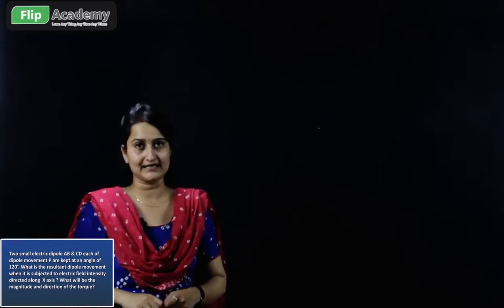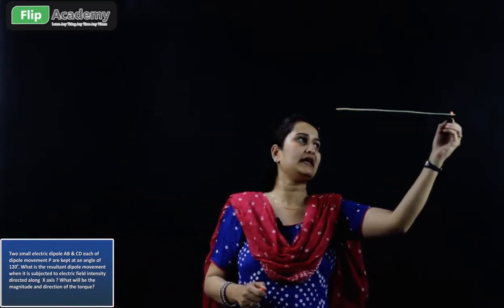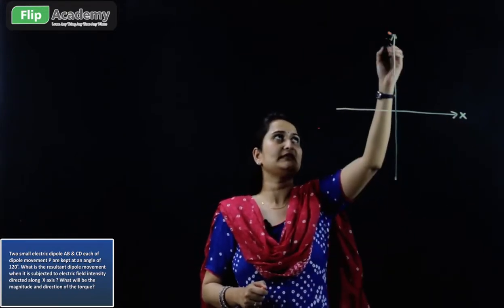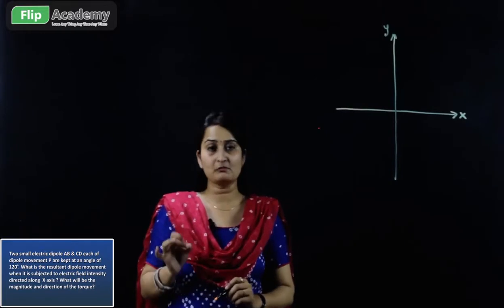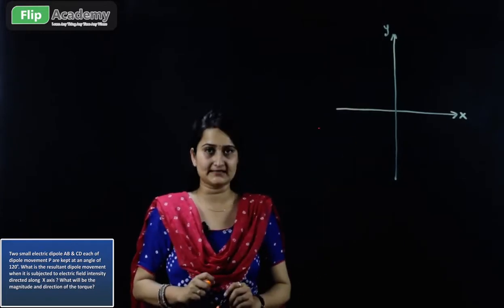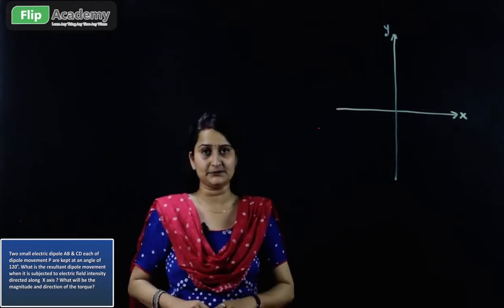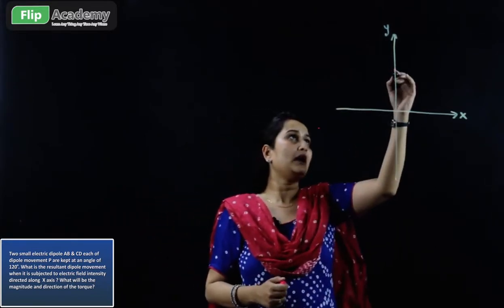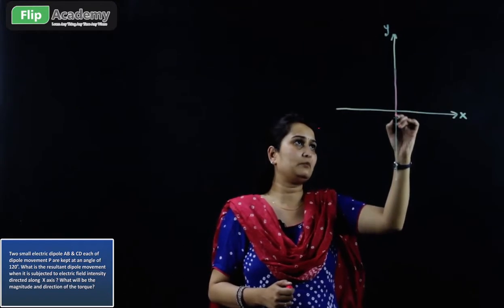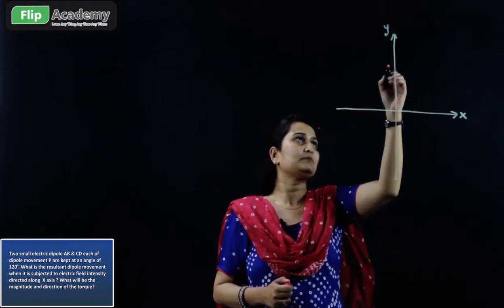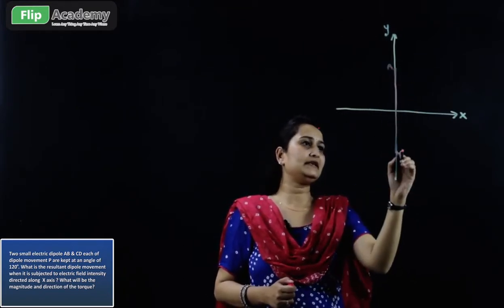Now, according to this numerical, let's draw a diagram. Before proceeding further, let me first make the two axes, the x-axis and the y-axis. So, these are the two axes. We have to mark the dipoles on these two axes. There are two dipoles, AB and CD, placed in such a way. Suppose this is AB, where this point is A and this point, let's say, is B.